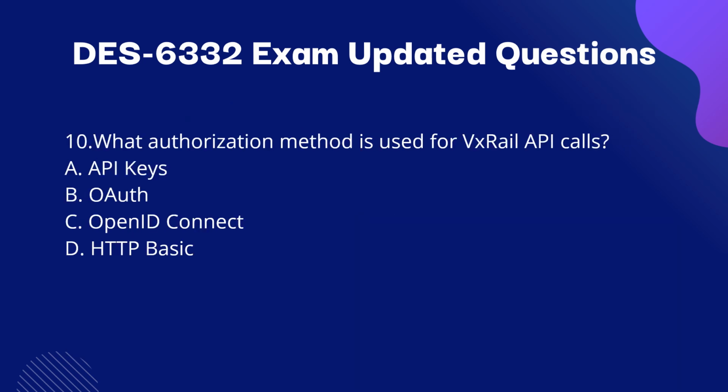10. What authorization method is used for VxRail API calls? A. API keys. B. OAuth. C. OpenID Connect. D. HTTP Basic.